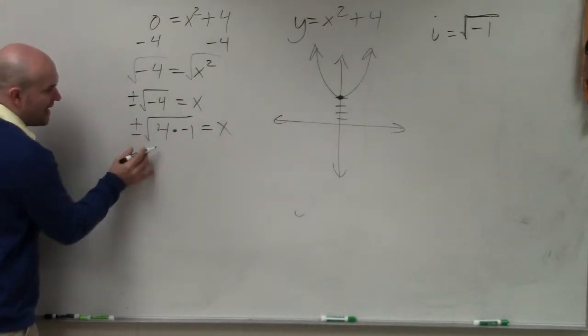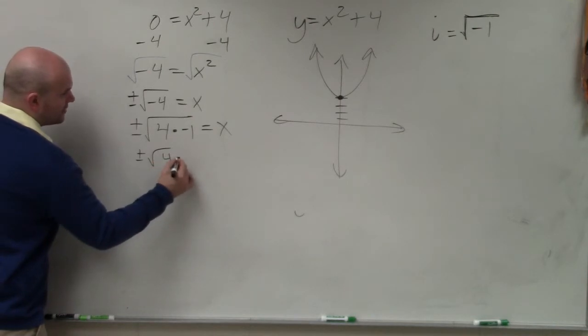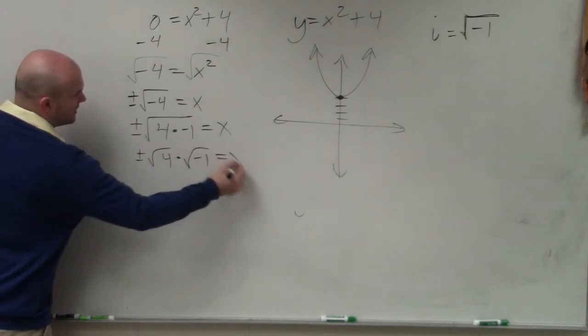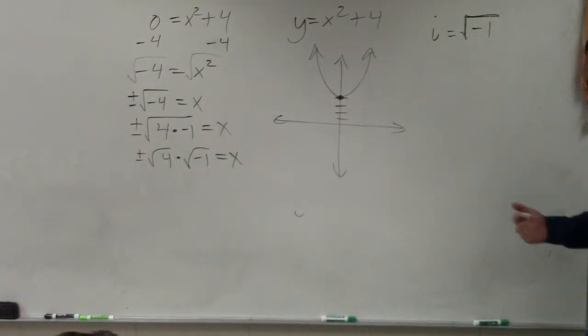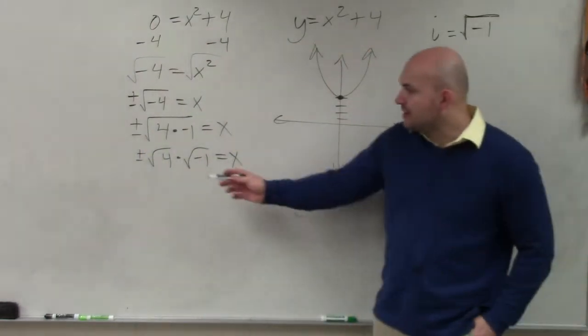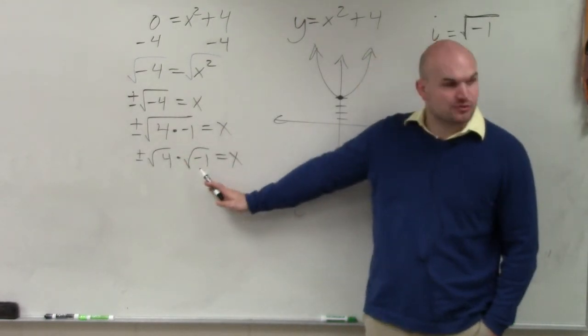OK. So now what I can do is separate this into plus or minus the square root of 4 times the square root of negative 1 equals x. Now I'm going to break this down step by step. Obviously, when you guys are doing this, you don't need to go through all these steps. Now I've broken it up into the positive square root of 4 and the square root of negative 1.